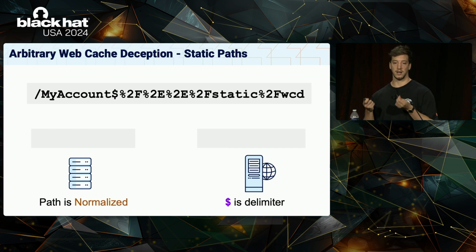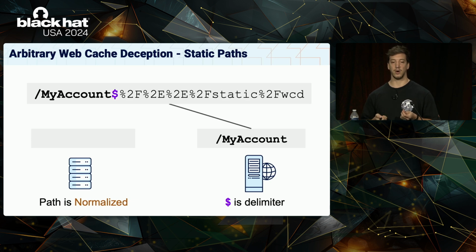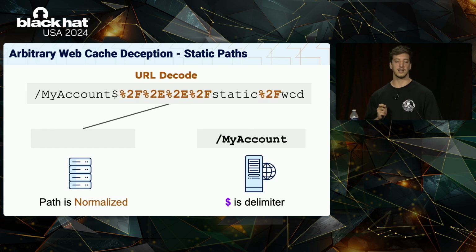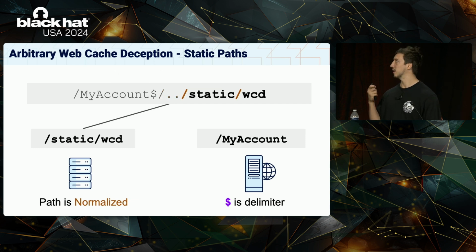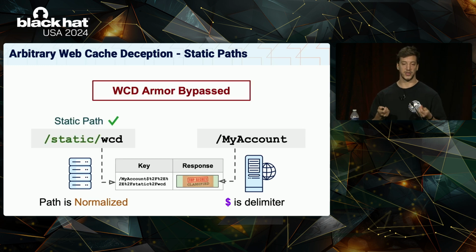that is going to be interpreted in the backend. So if we send something like this, the backend is going to use the $ sign as a delimiter, and it's going to interpret the path as my account. But as the front end is not using the delimiter, it's just going to normalize the path. So first it's going to decode it, and then it's going to resolve the dot segment, so we will be left with static/WCD. Now, if there's a static path configured in the CDN, then the cache proxy is going to store this response because it starts with the static path, and therefore we will be able to access it using just static/WCD.